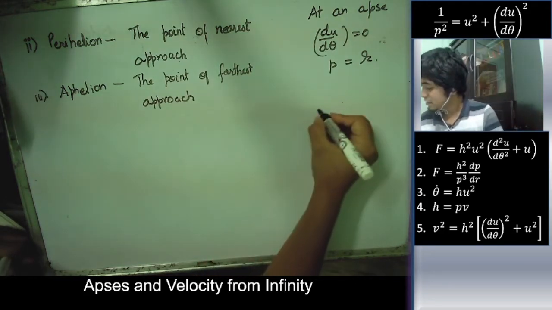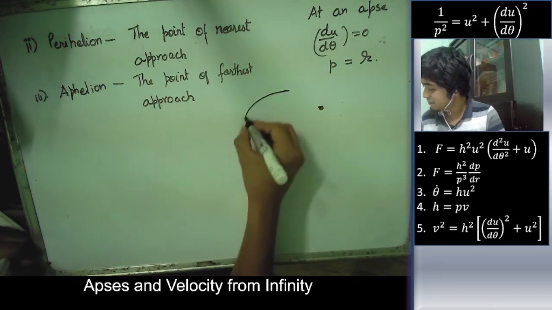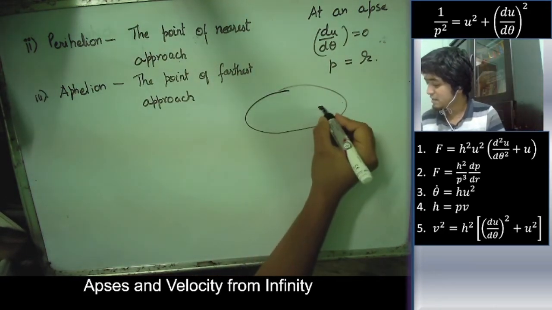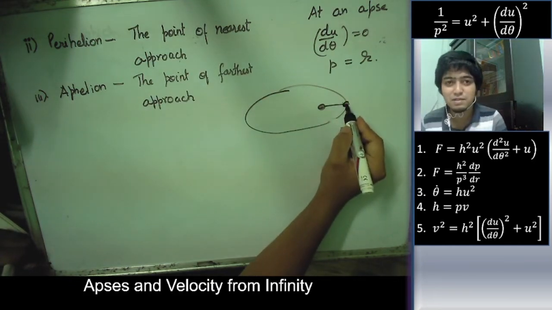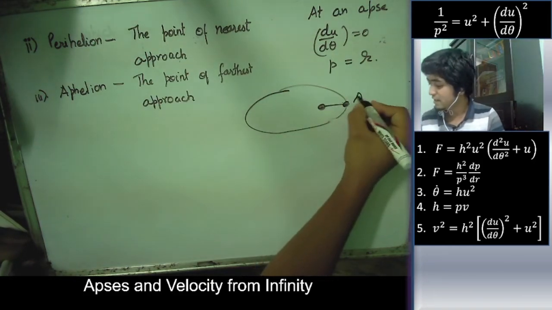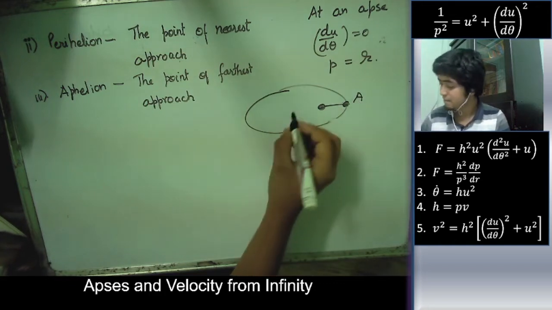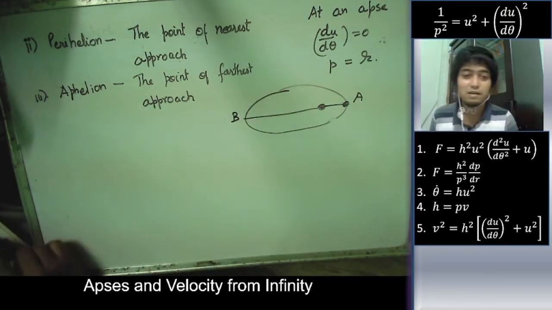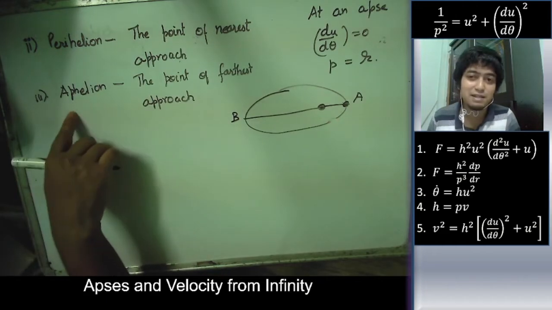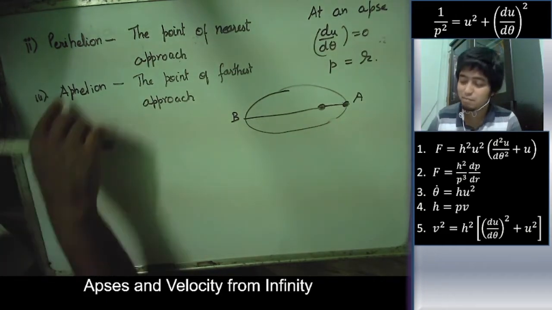For example, just like I was saying, if you have this one to be the center of force, then this one is the point of nearest approach. So this one will be the perihelion. The perihelion will be A and the aphelion will be B. You actually pronounce this one as aphelion. Okay, perihelion.